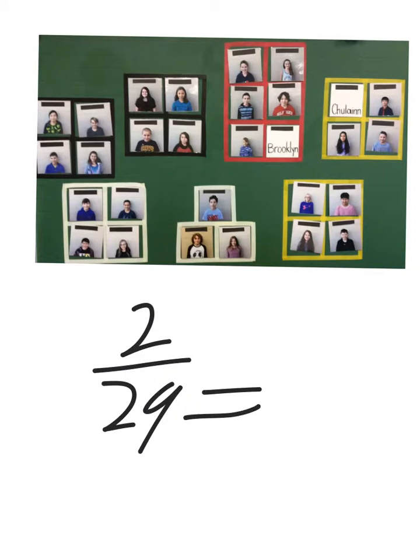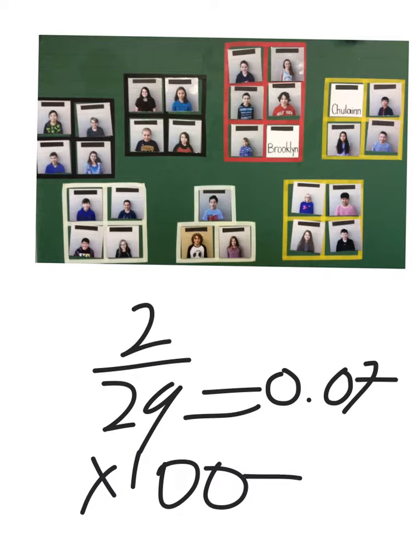So here in this picture, there are 29 photos. 2 of them are flipped. So that means 2 out of 29 photos. Convert that into a decimal and it becomes 0.07, times 100 equals 7%. 7% of the photos are flipped.